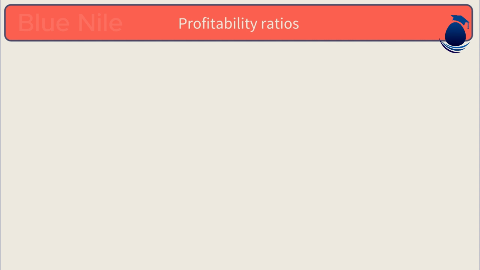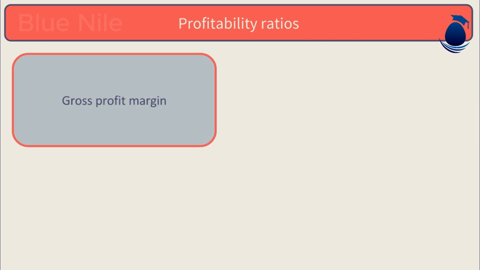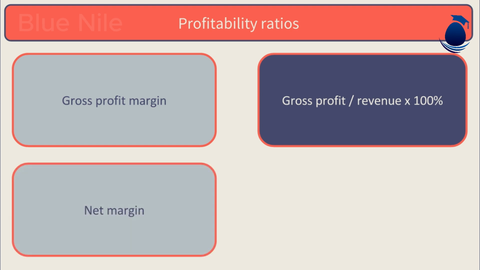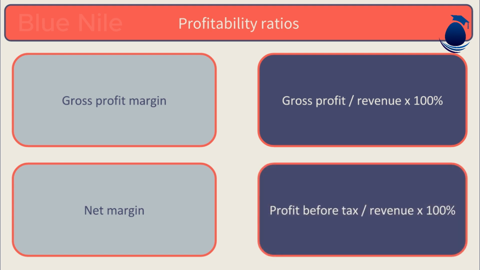Profitability ratios include the gross profit margin, calculated as gross profit divided by revenue multiplied by 100%. Net margin is calculated as profit before tax divided by revenue and multiplied by 100%. And these ratios will give you the proportion of profit to revenue in a percentage form.